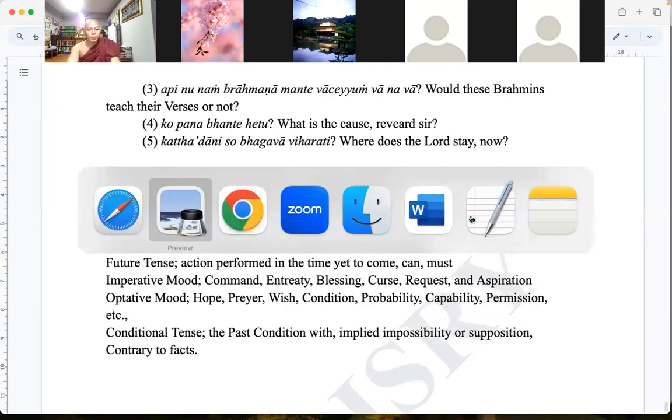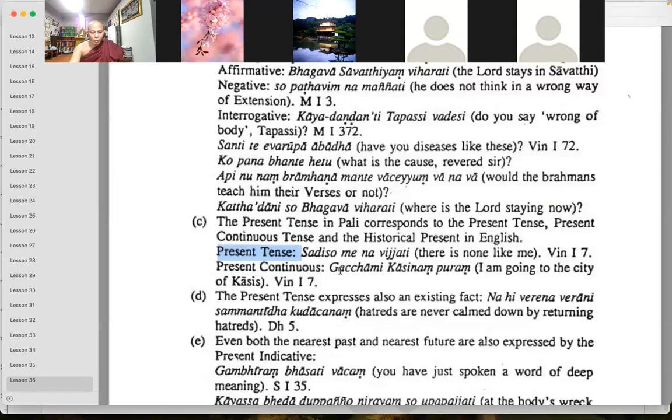And then present continuous tense is also included. Yeah, present continuous. "Gacchāmi Kāsinaṃ puraṃ", I am going to the city of the Kāsis. Maybe based on the context, it is present continuous tense. Along the road he conversed maybe with his friend or another one, while going to the Kāsi town. At that time the present continuous tense can be understood. So, I'm going to the city of the Kāsis. That is just based on the context.